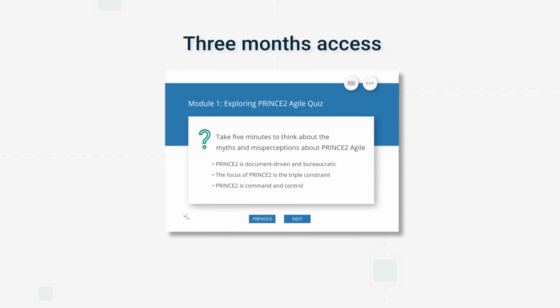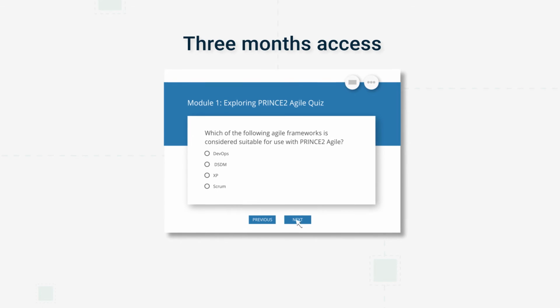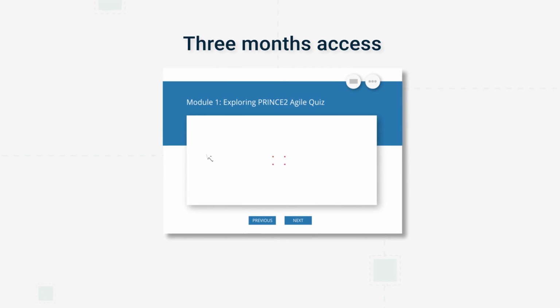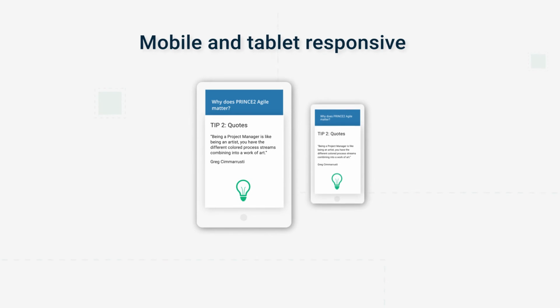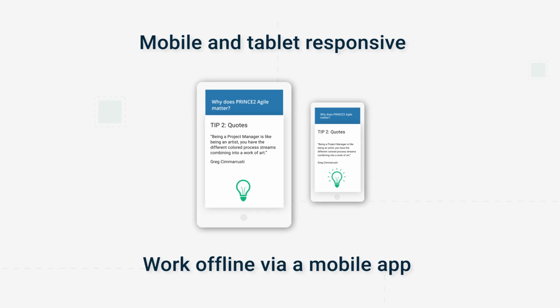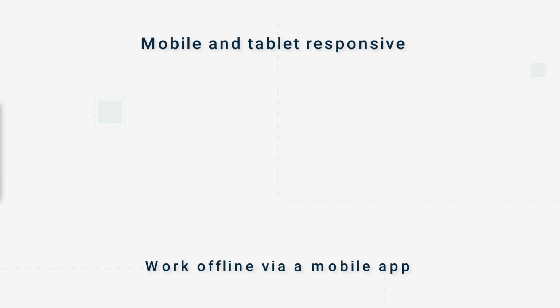Once you begin training, you will have access to over an hour's worth of course material. You will also have 3 months of access to help you study at a pace that suits you. Our courses are not only mobile and tablet responsive, but they can also work offline via a mobile app, which means you can study on the go, wherever you are.